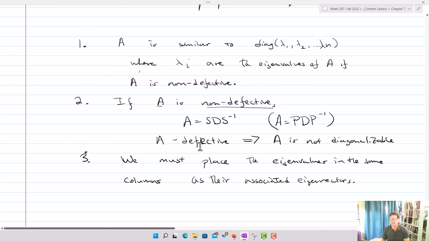Okay, so just some things to remember as you're working with diagonal matrices. All right, so use your technology in order to find those eigenvectors. You may have to use the characteristic polynomial function to figure out whether or not the matrix is defective. But if it's non-defective, you can diagonalize.